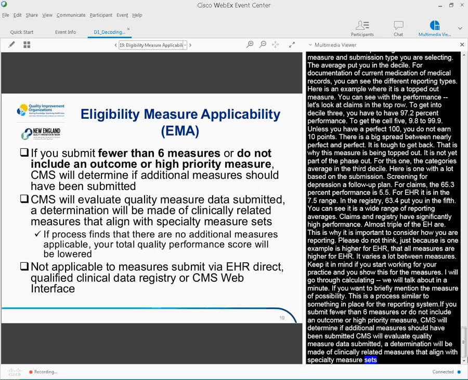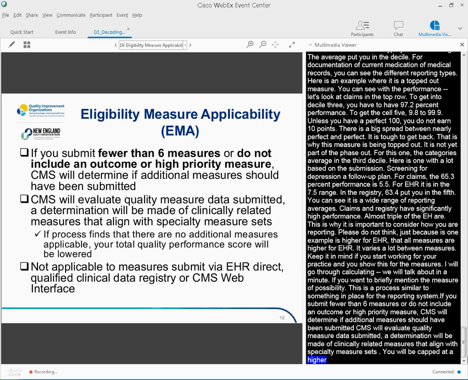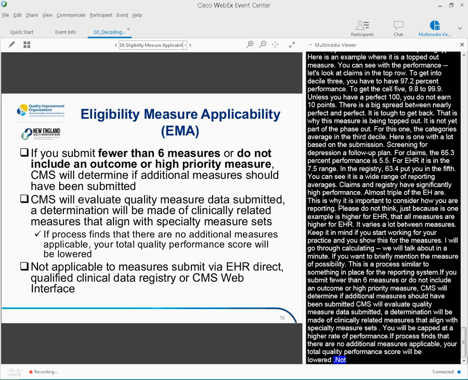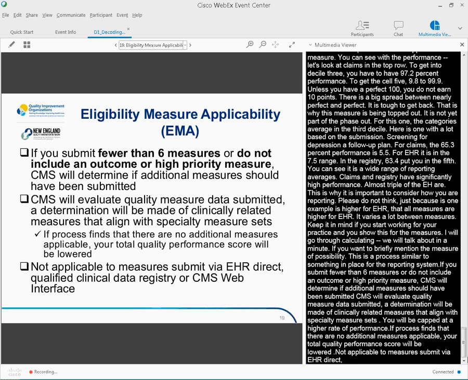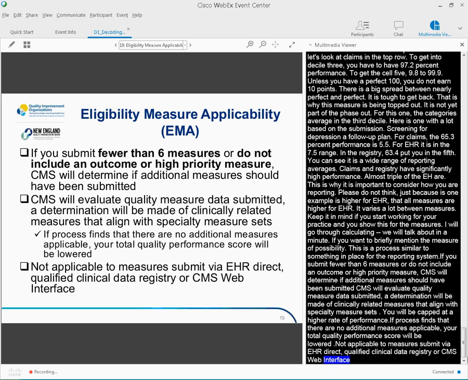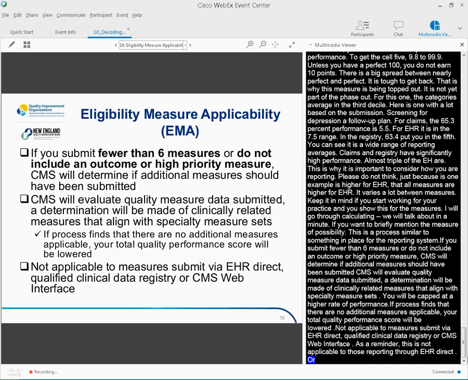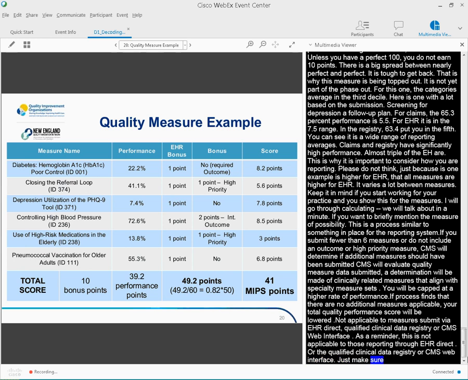If CMS finds that you could have potentially reported on additional measures, usually these are specialty measure sets, then you would be capped at a higher rate of performance. If the process finds that there aren't additional measures that you need to report on, your quality score will remain the same. So basically they'll lower it to say, okay, no additional measures were applicable to you, so then your total applicable measure score is then lower, so you can actually perform higher. Just as a reminder, this isn't applicable to those of you that are reporting through EHR Direct, the Qualified Clinical Data Registries, or the web interface. So that's basically just those of you using claims or the qualified registries. So again, just make sure that you know if you have additional measures that are applicable to you.